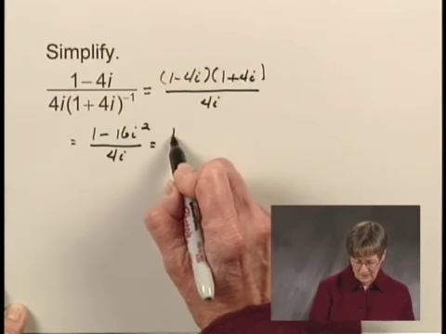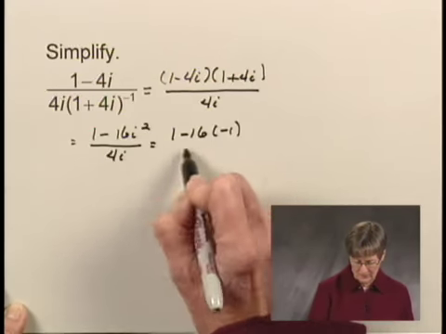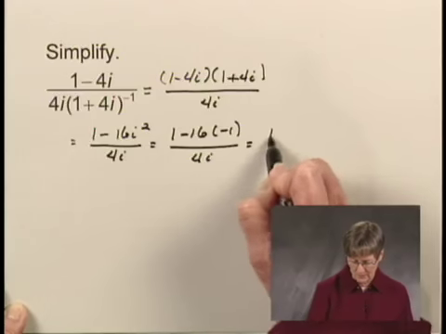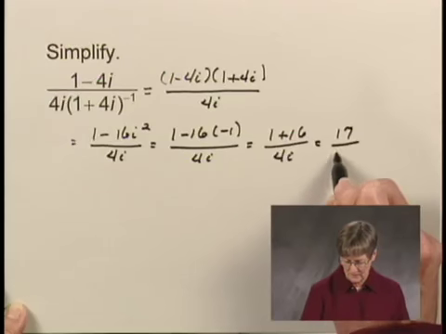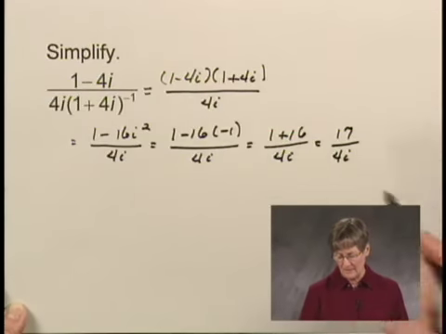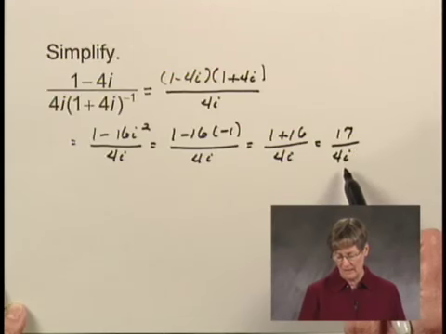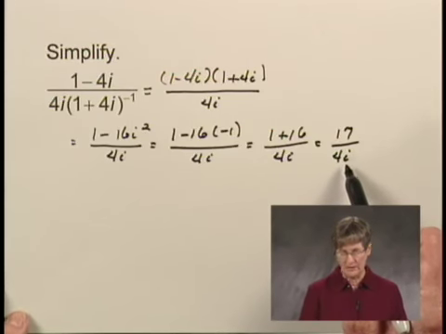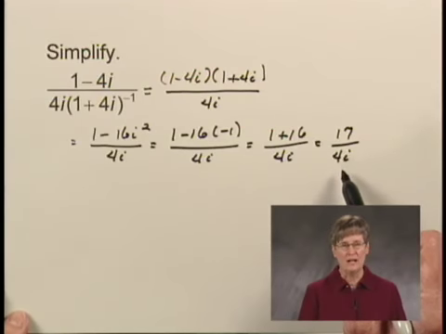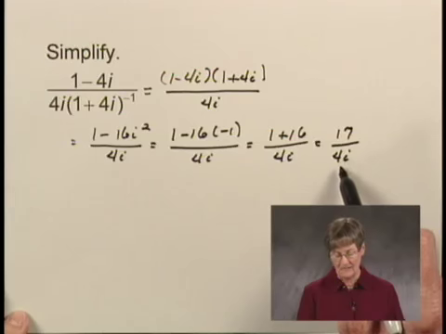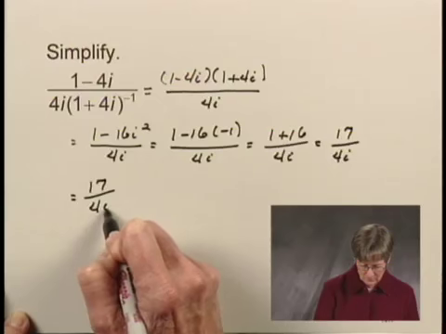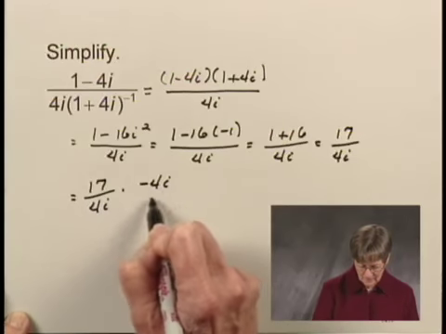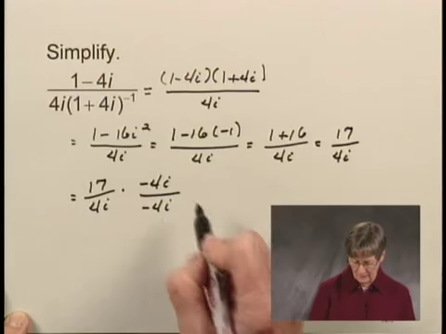i squared is negative 1, so I have 1 - 16 times negative 1 over 4i, or 1 + 16 over 4i, which is 17 over 4i. Now I'm going to multiply 17 over 4i by some form of 1 in order to remove the i from the denominator. And the form of 1 that I'm going to use is negative 4i over negative 4i, because negative 4i is the conjugate of 4i. So this gives us 17 over 4i times negative 4i over negative 4i.